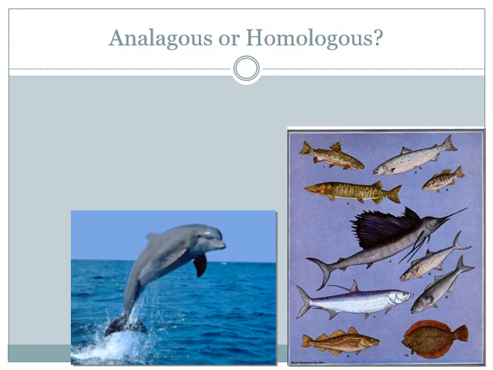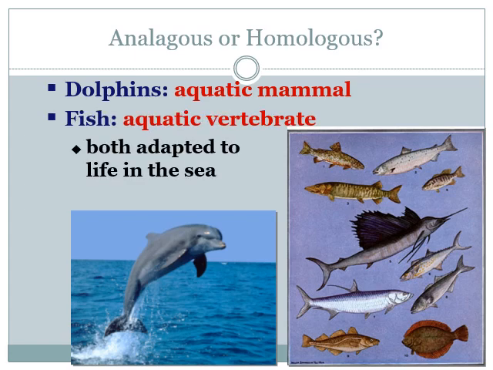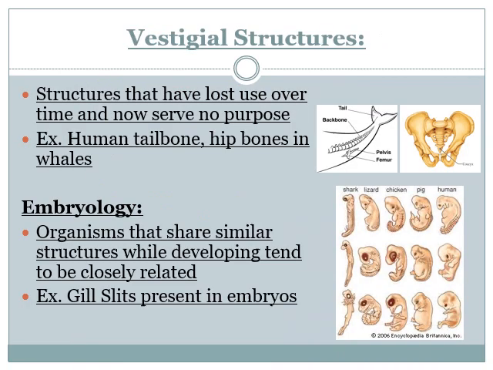So let's do an example here. We have a dolphin and we have fish. Dolphins are aquatic mammals. Fish are aquatic vertebrates. Both are adapted to life in the sea. However, they are not closely related. So these would be more analogous, so evolving similar solutions to similar problems.